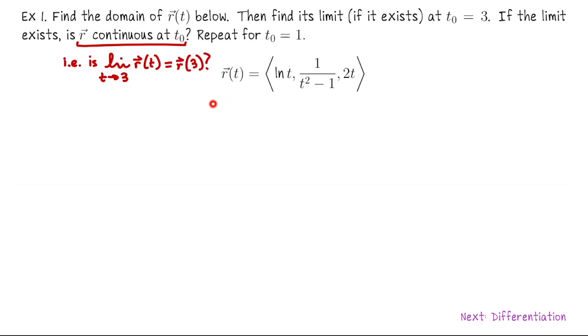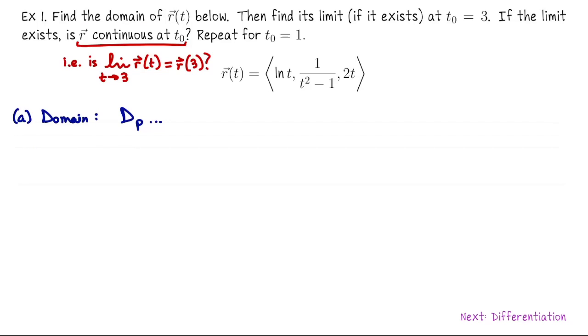Okay, so let's start with the question about domain. So here's our vector valued function. The first component function is natural log of t. The second one is 1 over t squared minus 1. And the third one is 2t. To find the domain of this function, we need to find the domain of each component function and then bring them all together. So what is the domain of the first component function, capital P of t?